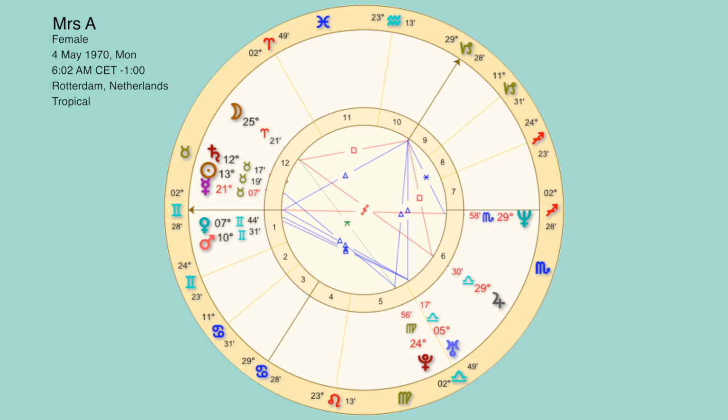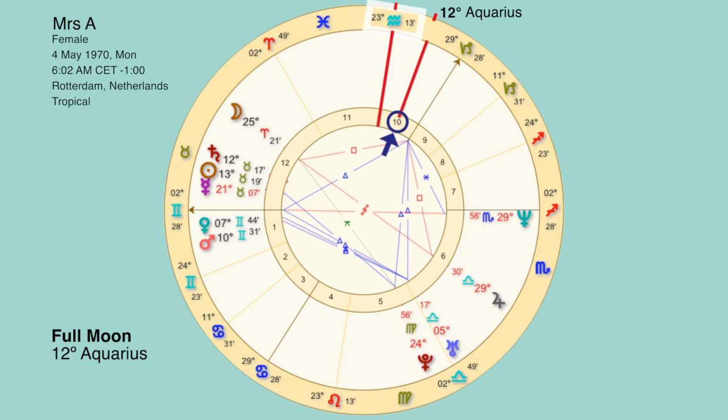Another example. The full moon falls at, say, 12 degrees of Aquarius. Again, move counterclockwise through the outer circle of the chart until you hit the sign of Aquarius. For Mrs. A, we find Aquarius at 23 degrees and 13 minutes, the cusp of her 11th house. But the full moon falls at 12 degrees. So this means you have to move slightly back in the circle, so the full moon of Mrs. A falls in her 10th house of your mission in the world. You can use this way of working to look up all astrological events.